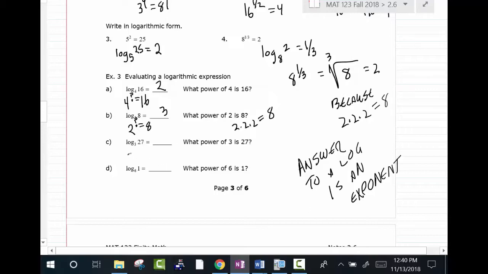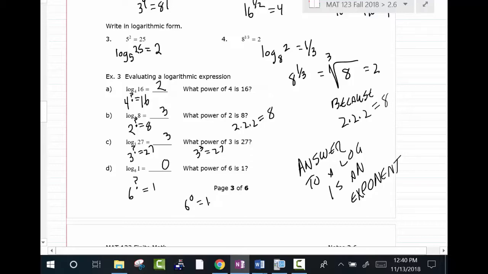The next one, this is saying 3 to what power is 27? You know what that is? That's 3 also. Okay, 3 to the third is 27. Okay, how about the next one? 6 to what power is 1? Do you know that? 0. Good, 0. Okay, remember that anytime you take something to the 0 power, you get 1.